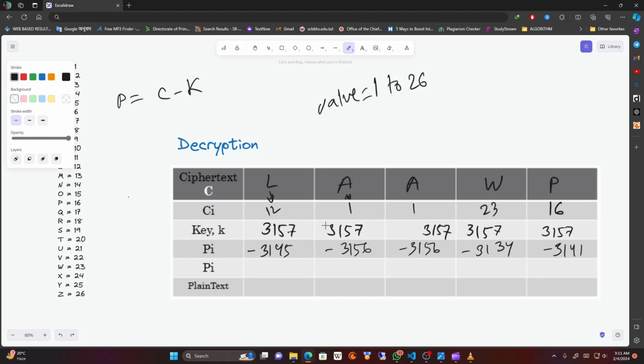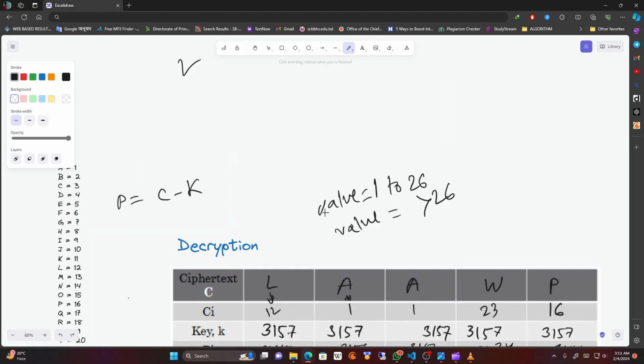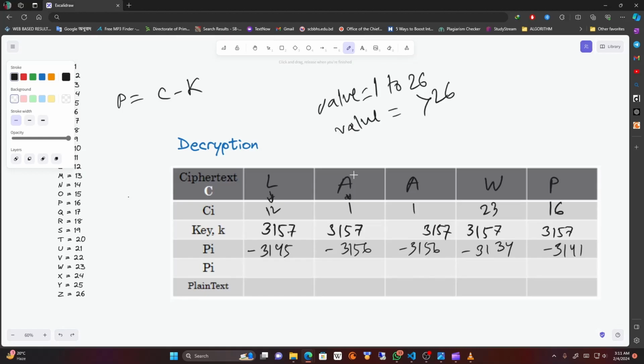Okay, and if our value becomes greater than 26, we learned how to handle that in our encryption process. But here we get none of those. We get a negative value, which is less than 1. So how will we solve this problem?